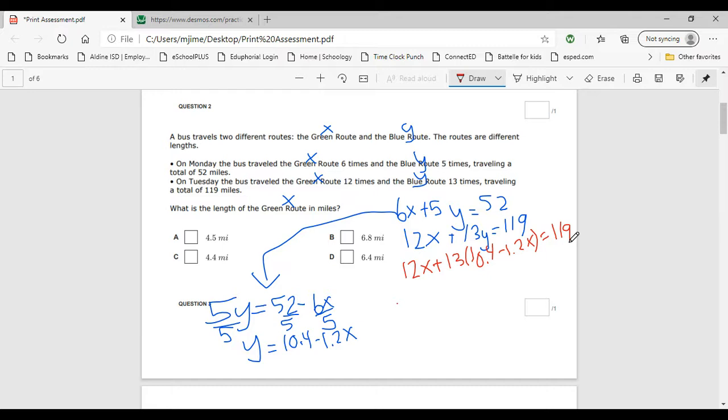Alright, and then that's it. You're going to solve that and solve for x, and then x would be your answer for this problem.